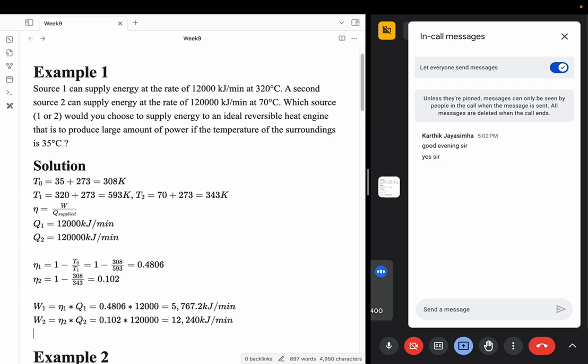Now, as per the question, which of these two sources would you choose, one or two? One has higher efficiency, but the work done is less. Two has a lower efficiency, but the work done is higher. So, as per the question, which one would you choose? Two, because whichever gives a large amount of power is the one that we have to choose.